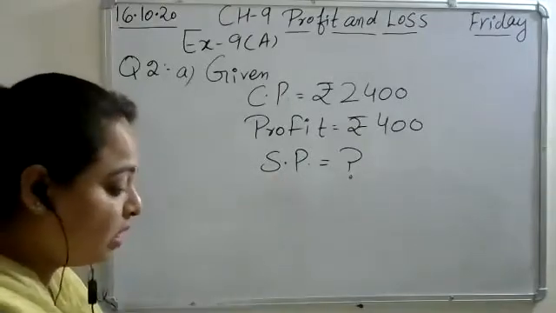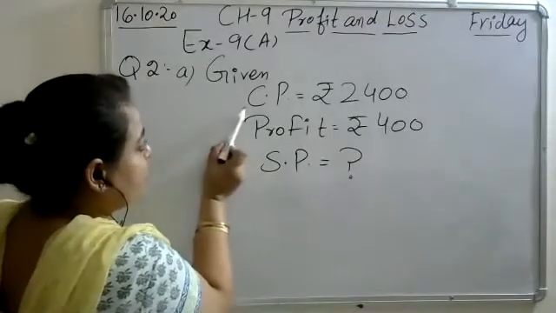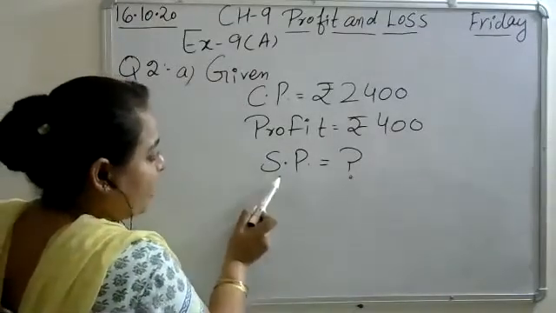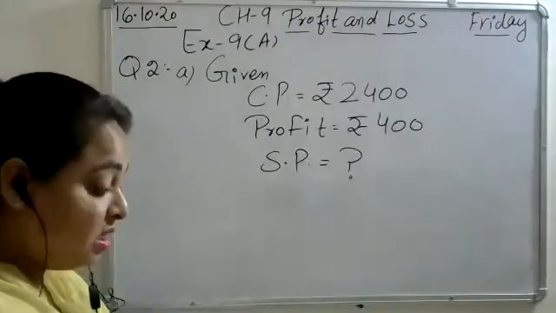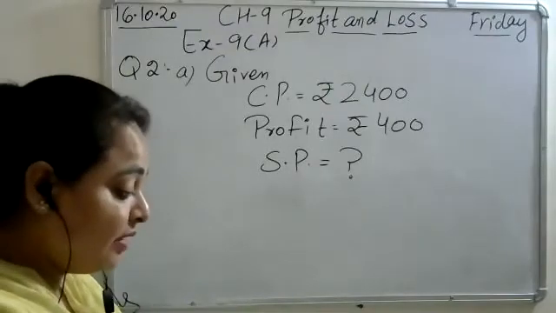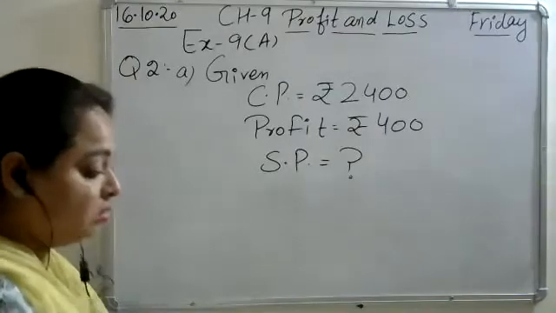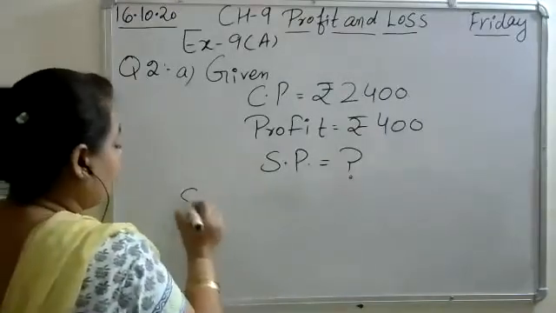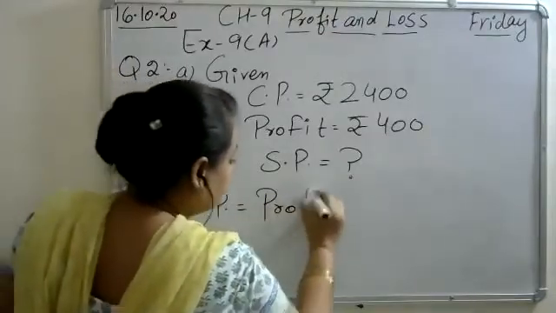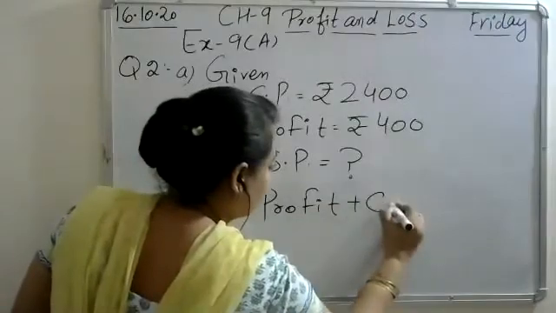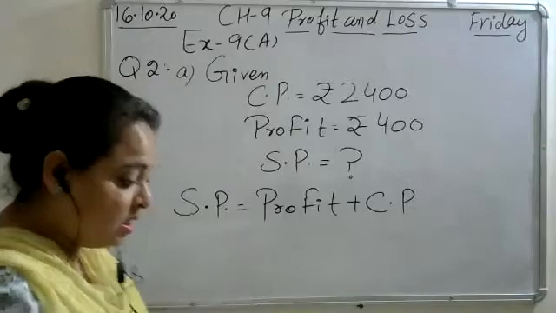Now tell me the formula. What is the formula? If the cost price is given and profit is given and we have to find the selling price. Abhinav, formula is compulsory. First of all, you will write down the formula. Then you will put the values. What is the formula? Formula for the selling price is profit plus cost price. This formula is very compulsory.